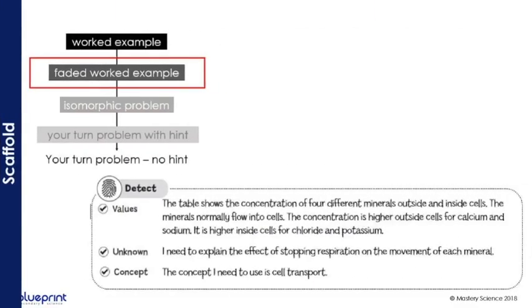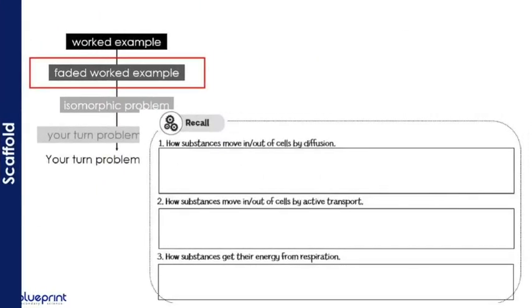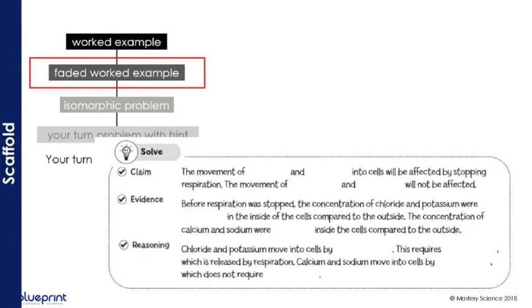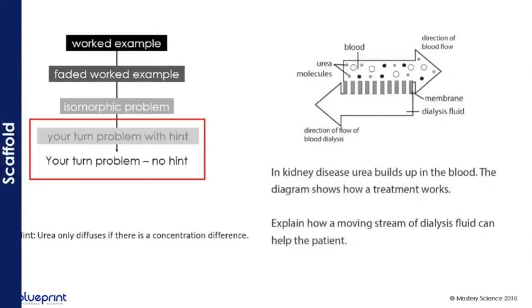Now, some students won't be able to go straight on to solving that isomorphic problem. They might need a little bit of scaffolding in between. So here we can use the faded worked example, which partially solves that problem. So, for example, you could give them the detect, and you could give them just the headings for the recall for them to fill in. And the solve, you could write it out with just some missing words for them to fill in. So you're giving them the worked example with bits missing this time, which is slightly more difficult than obviously doing the worked example for them.